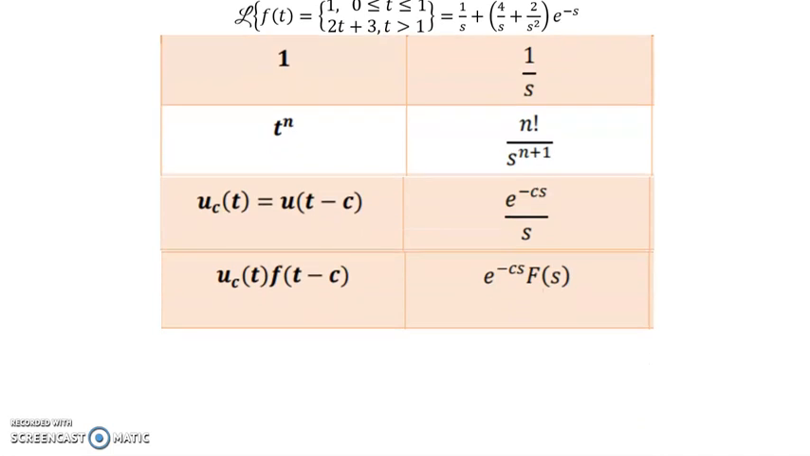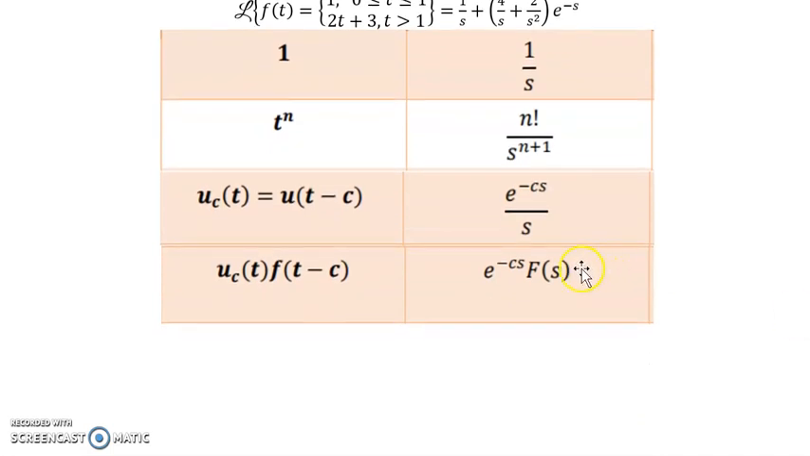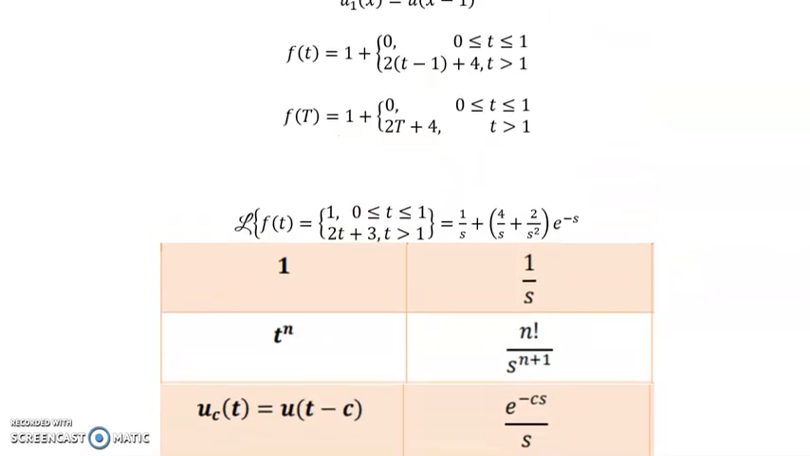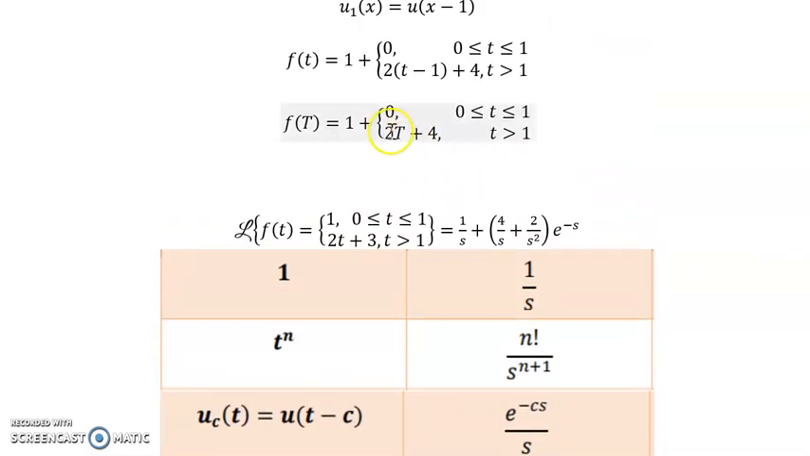And so what we want to do then is look at our table. Our table for the unit step function says that the unit step function itself is just e to the negative cs over s, where in our case c is 1. So that would be just e to the negative s over s. But if we have some function times the step function, then we actually want to take e to the negative s times that function that's being multiplied by the step function. So that's what we were actually doing here. This is a step function, but it's being multiplied by 2t plus 4.